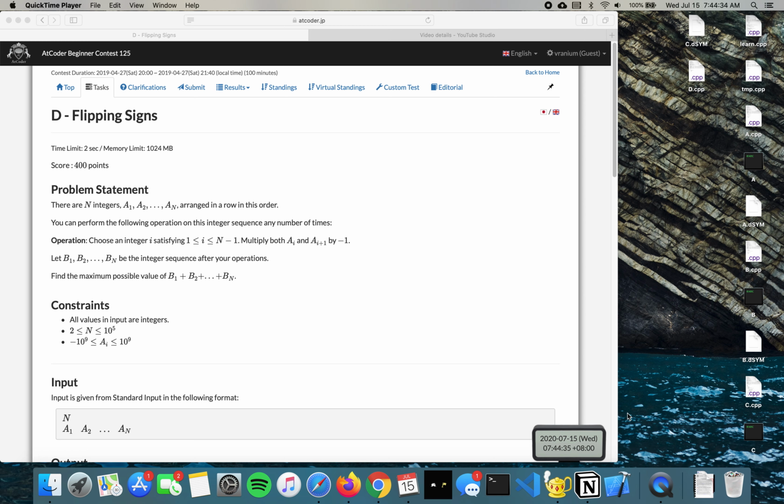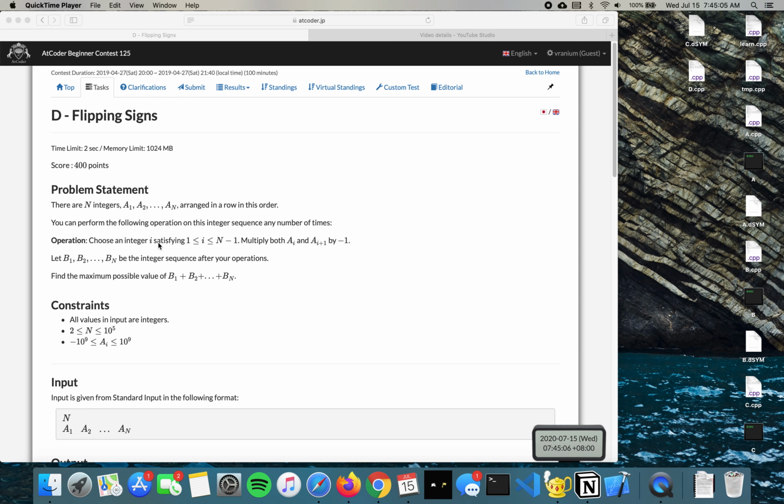In this problem, we're given n numbers, and we have an operation in which we can choose an index i, and then change the sign of the numbers at index a_i and a_i plus 1. Our goal is to find the maximum possible value of the sum of the elements in this list after using this operation as many times as we want. The obvious thing to notice is that the maximum possible value we can get is if all the numbers in the list were non-negative.